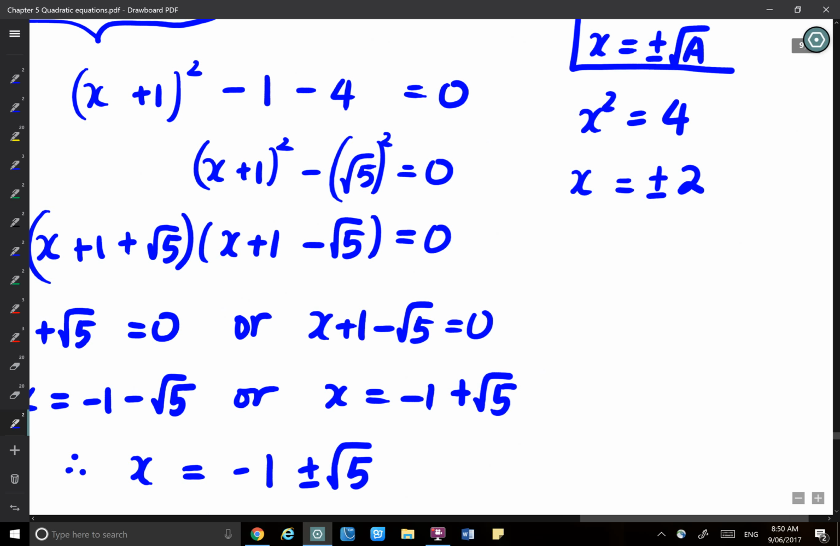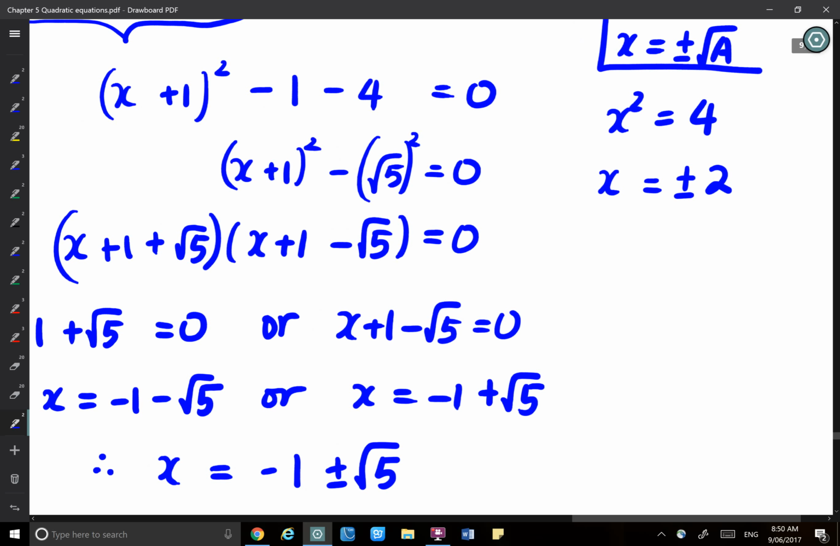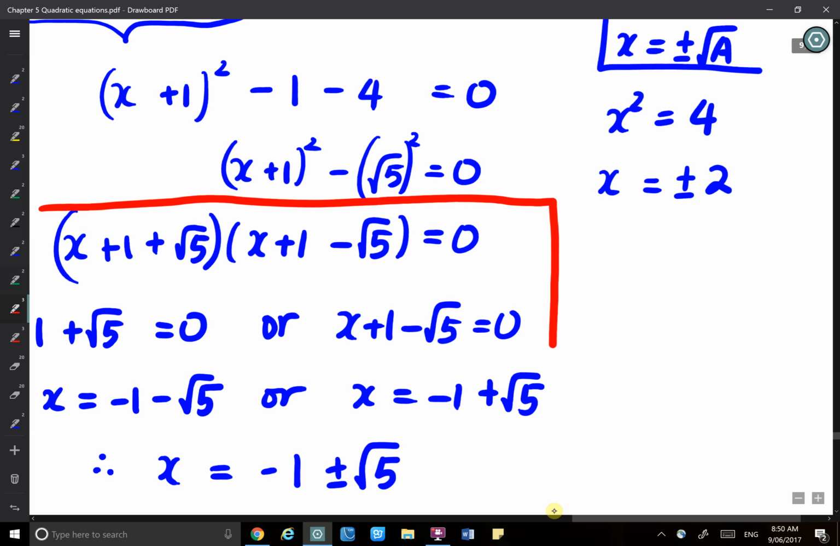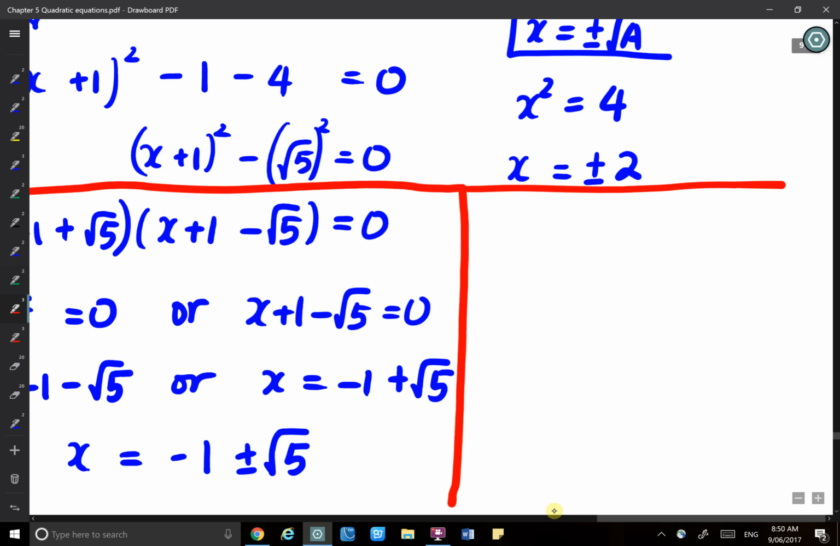So therefore, what I want to show you is from this step. I'll draw a line here. The rest of it follows one way, and I'll write another way on this side. So let's start from this equation. We have x plus 1 squared minus 5 equals 0. Let's write this first.